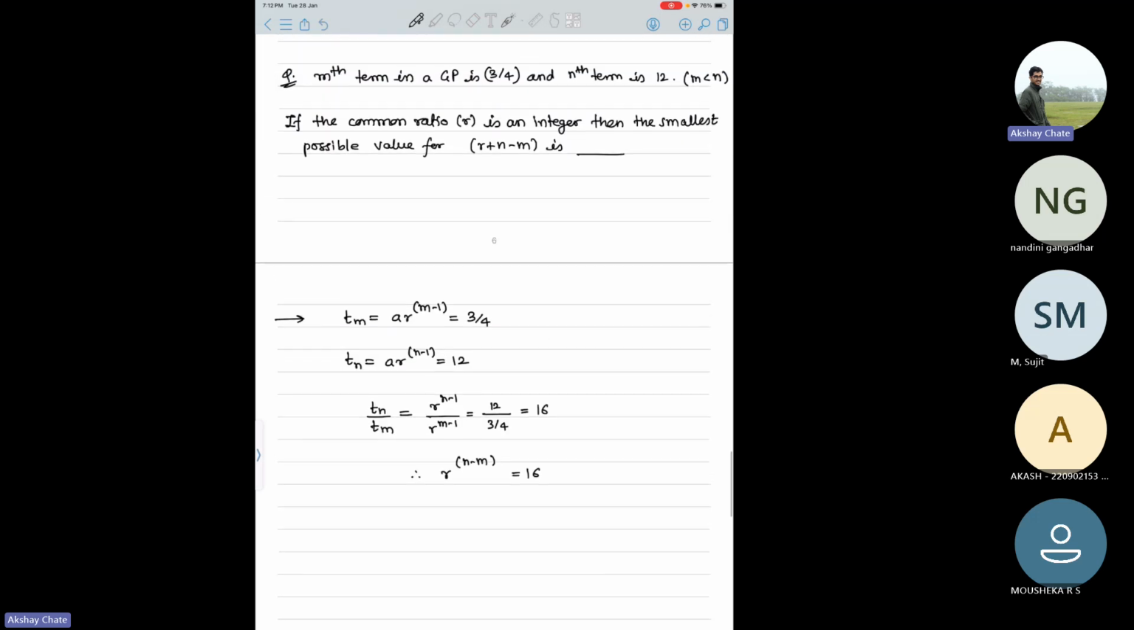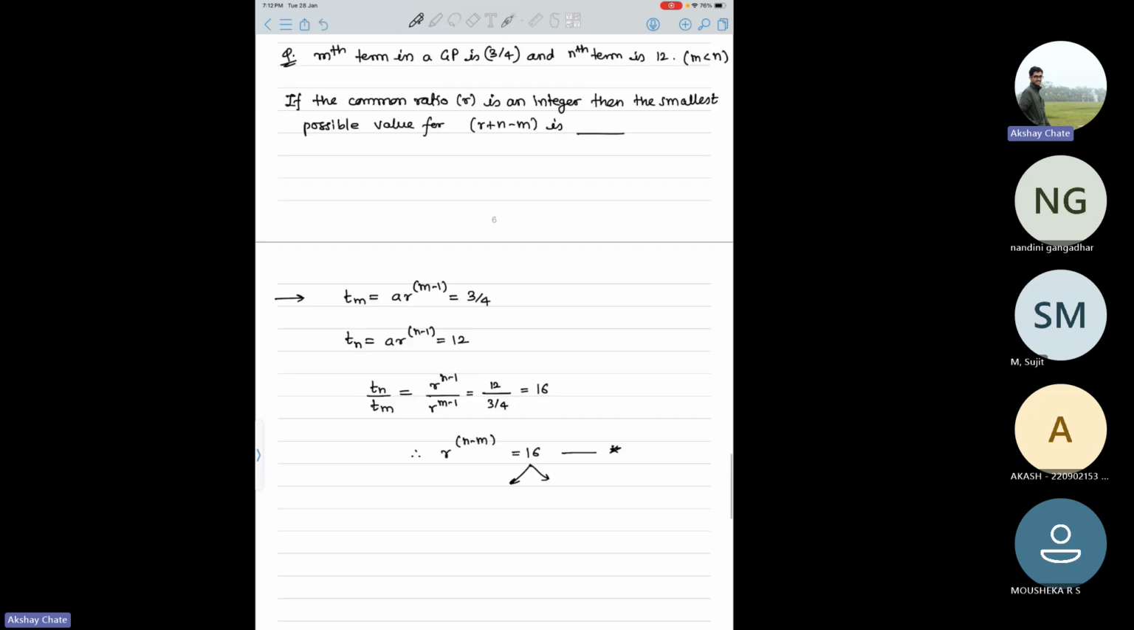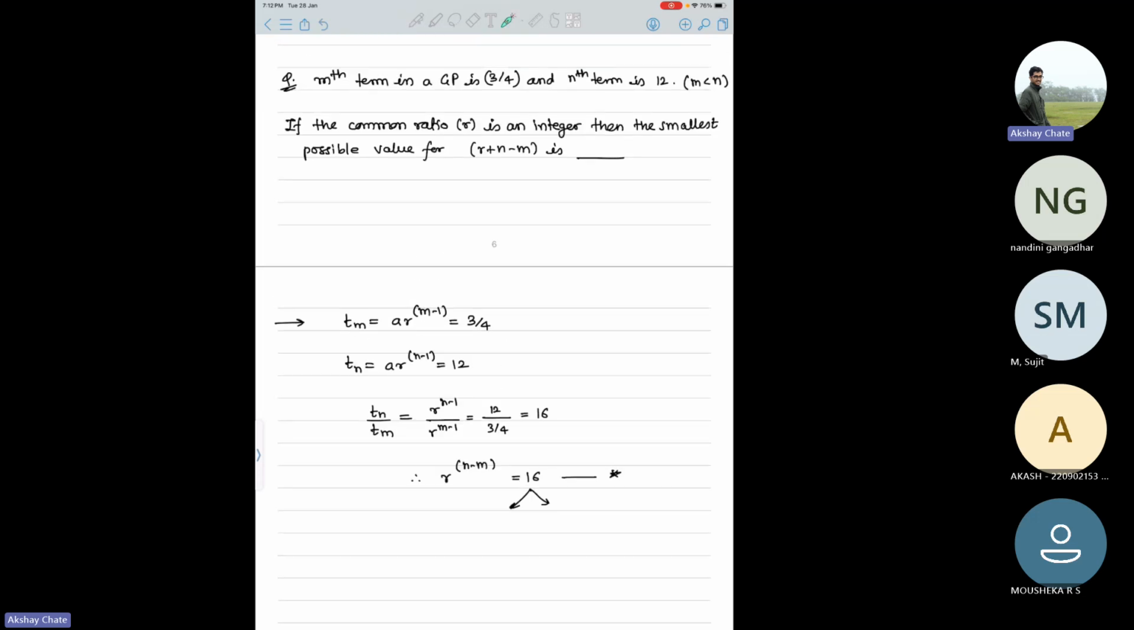There is no other information in this question, so the only expression that you have is this one. Okay, so now what all possibilities are there? So 16, see, you need to write 16 as a power of some integer, right? Because they have mentioned that r is an integer. So this is one hint they have given, that r is an integer.